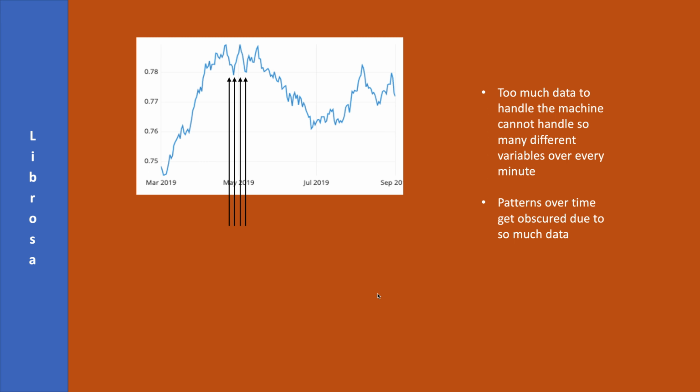So if you try to compute the statistics for every second, first of all there will be too much data for the machine to handle, and the machine cannot handle so many different variables over every single second, and the patterns over time will get obscured. The machine cannot remember so many variables or features, and it will start forgetting, and the patterns in the data will become unclear because there will be just so much to process. So that the machine can identify the patterns, we will split this data into 7 parts.